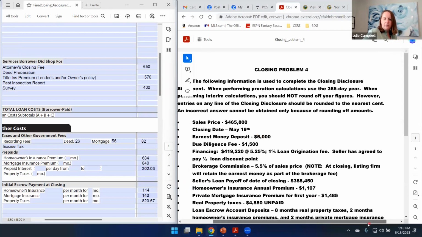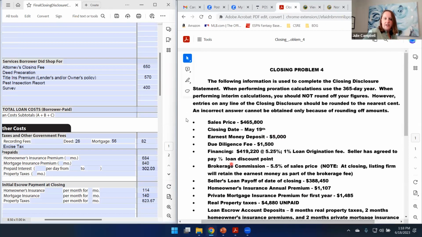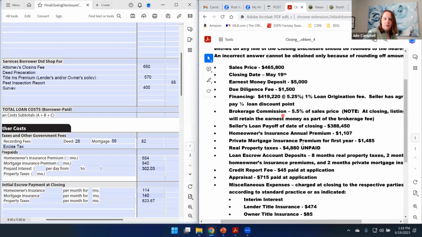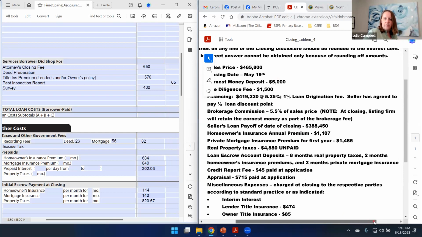But just a few funny things I want to bring to your attention so you know how to do them for the homework. So you got the information: closing in May, earnest money, due diligence, there's your financing information. Funny thing number one that we need to talk about. Within the financing information, it says the seller has agreed to pay half of the loan discount point.